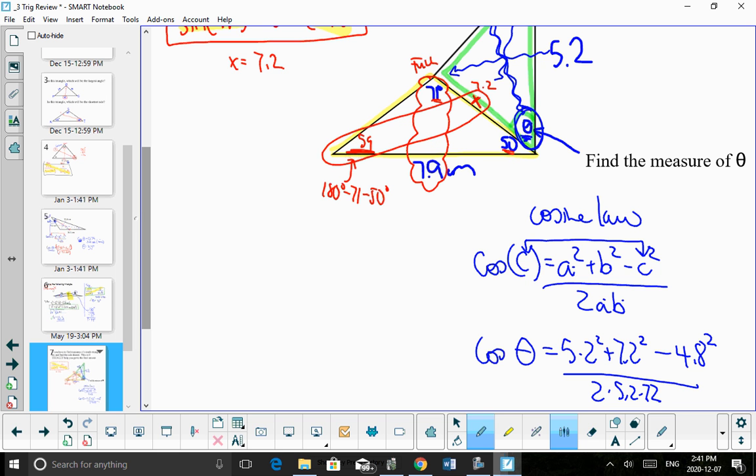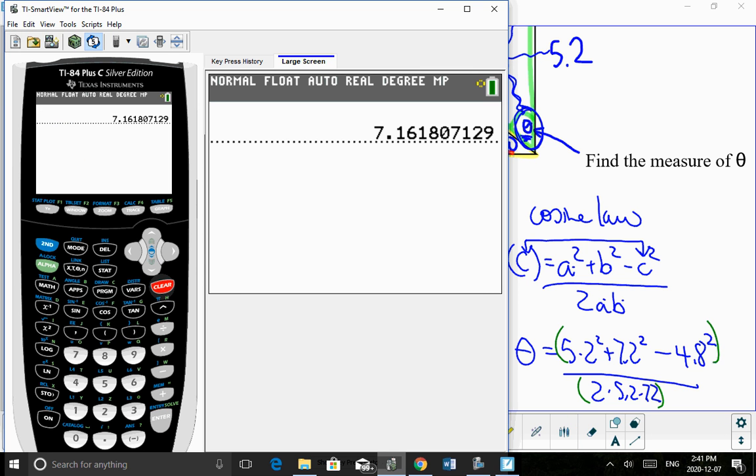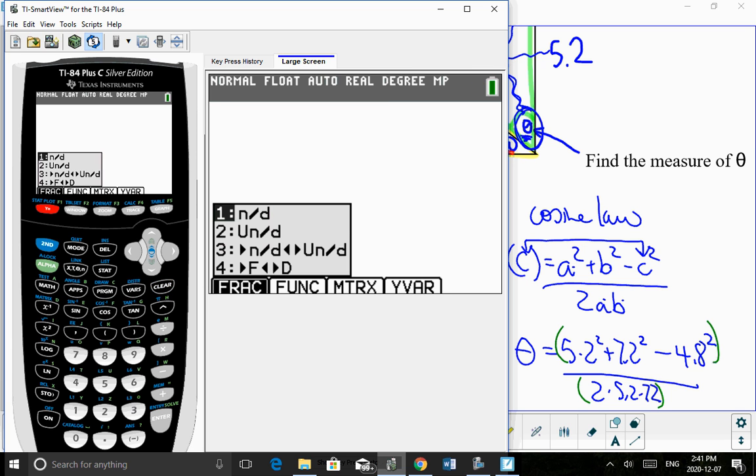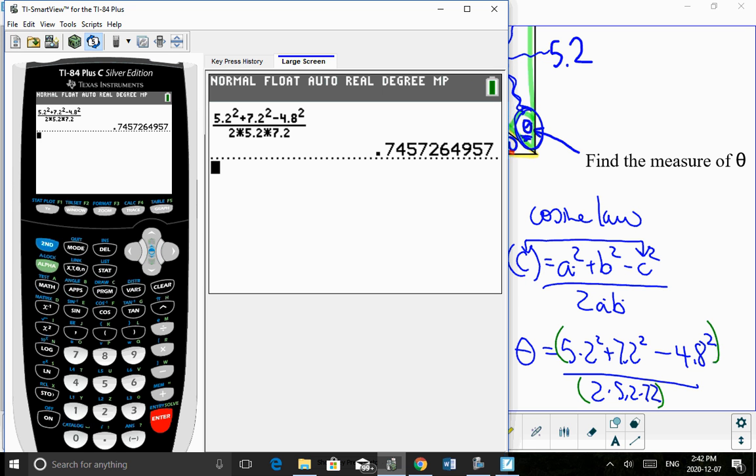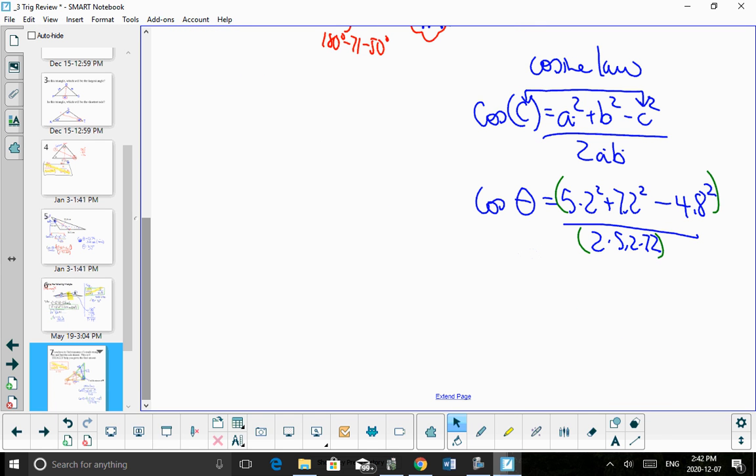Now again, if you don't want to use that fraction button, when you plug this in, you have to remember to put brackets around everything. I like using the fraction button. So I'm going to go alpha y equals, pick number 1. So I'm going to go 5.2 squared plus 7.2 squared minus 4.8 squared. And then the denominator, 2 times 5.2 times 7.2. Now, 0.745. So that answer is what cos theta equals.